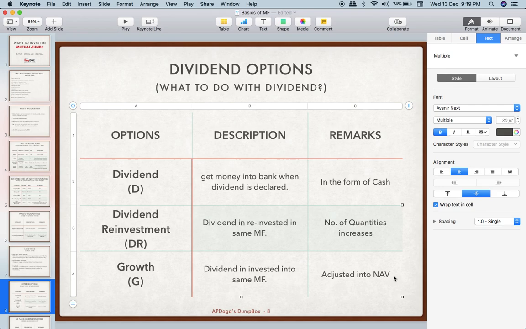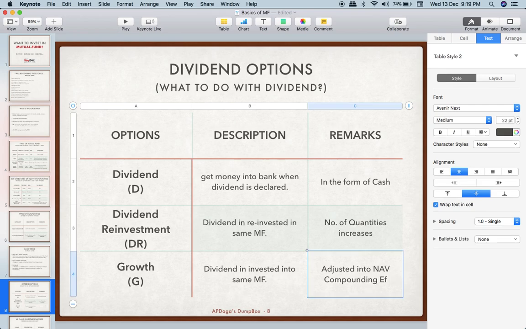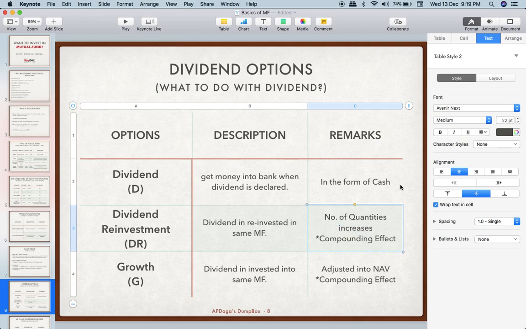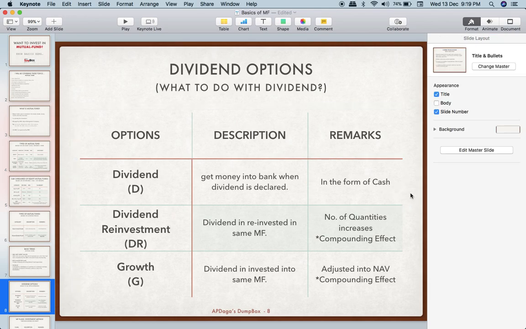You get compounding effect here. In case of dividend reinvestment and growth, you get compounding effect. Whenever you get dividend in the form of cash in the first category, generally people don't invest it, or it is not possible for us to do it all the time. So you get a dividend on dividend over a long period of duration.